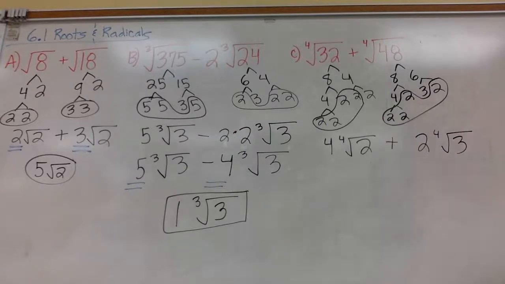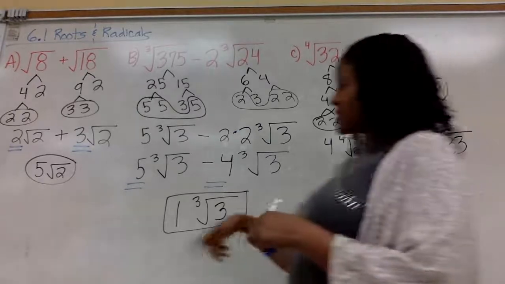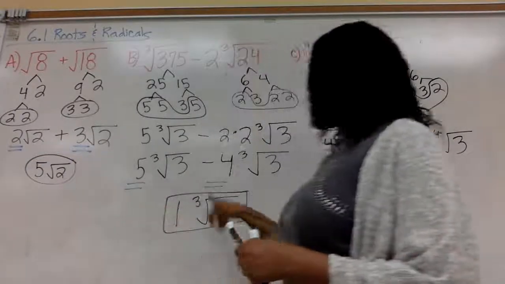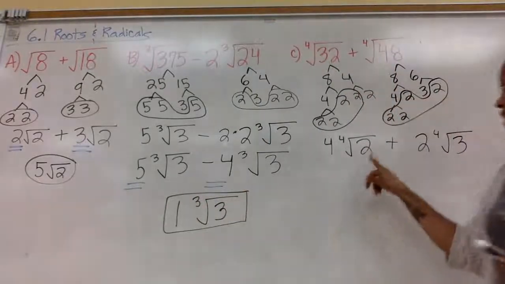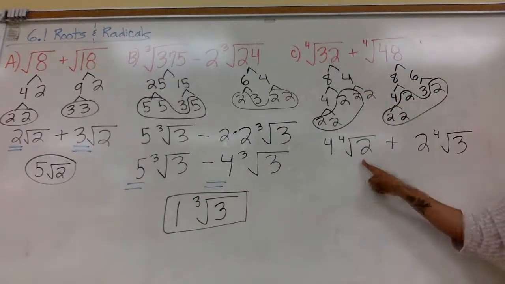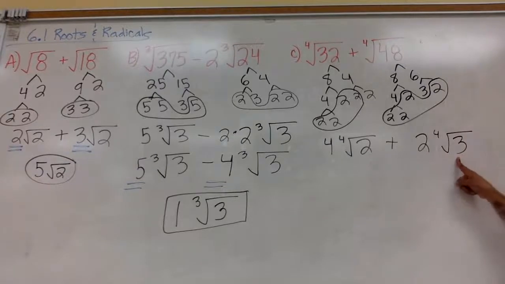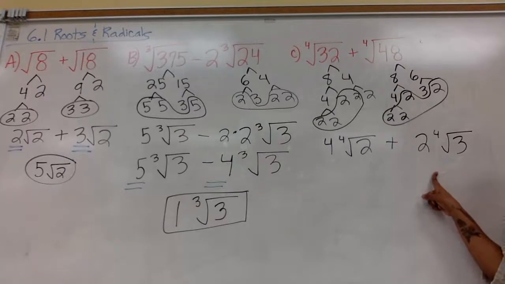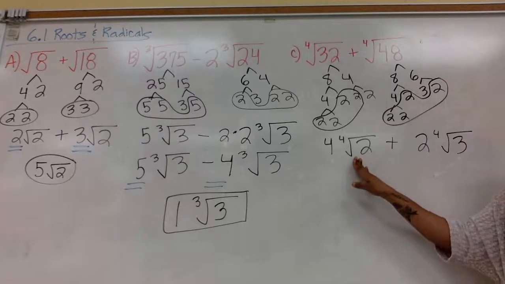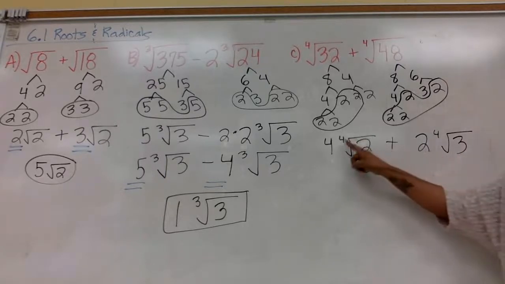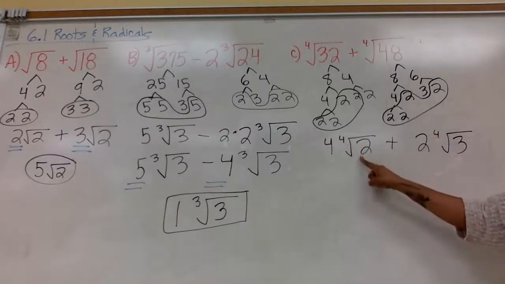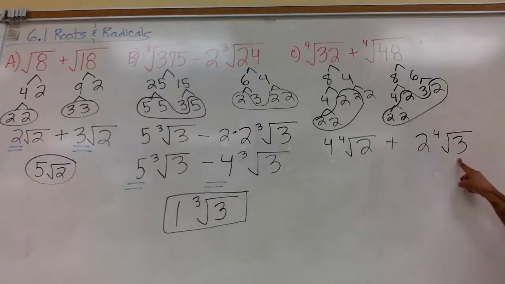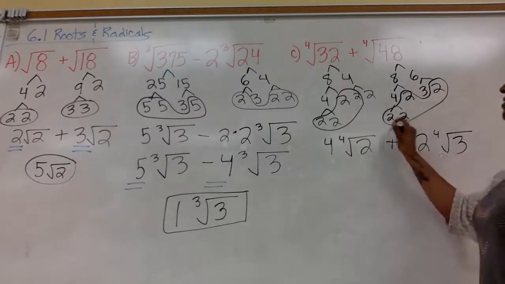Now, if you look at this problem, you might think we must have done something wrong because the other ones both turned out to be the square root of 2, and the cube root of 3. This one is the 4th root of 2, and this one is the 4th root of 3. That's okay. For this particular problem, they didn't simplify to be the same thing, so I cannot add these together. This is the 4th root of 2. This is the 4th root of 3. Yes, we have the same index, but no, we have different numbers underneath the radical. So this is our final answer.